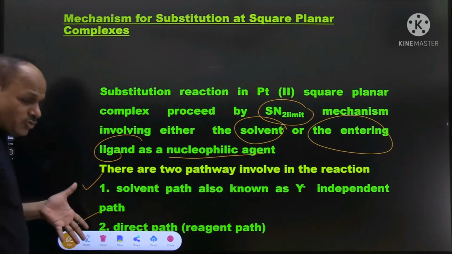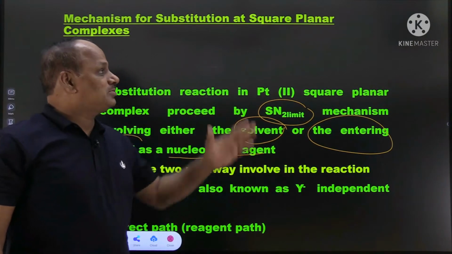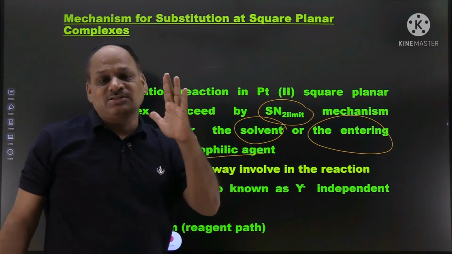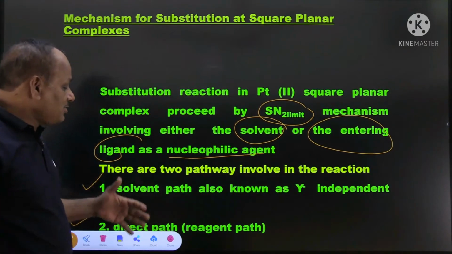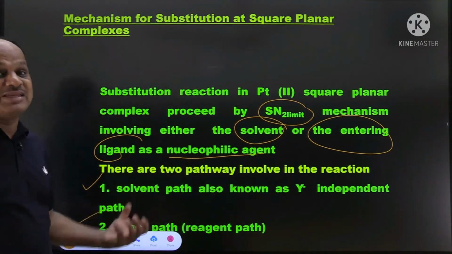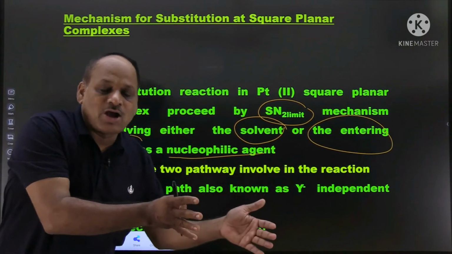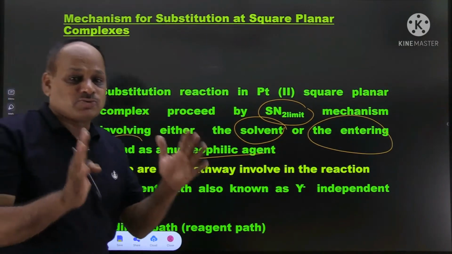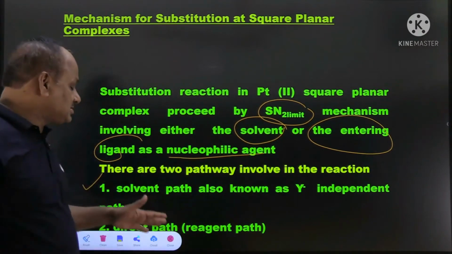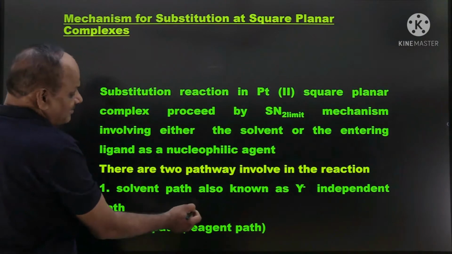Here you see two paths. The mechanism we are going to study is at square planar complexes. A platinum(II) complex is taken as a square planar complex, and the solvent or the incoming nucleophile, the incoming ligand, is taken as a nucleophile. Depending upon the solvent or the incoming nucleophile, there are two ways the substitution reaction takes place in square planar complexes: the solvent pathway and the direct reagent path.